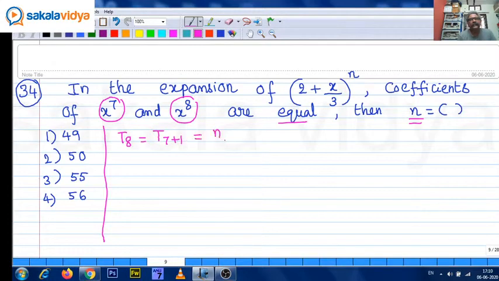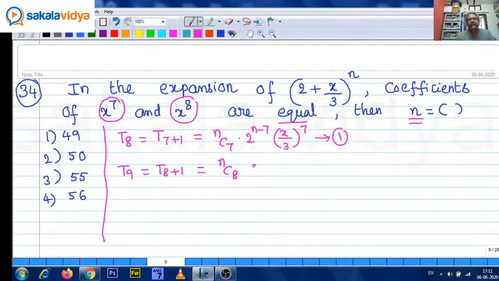This we can write nC7 2 to the power of n minus 7 x by 3 whole to the power of 7. Say equation 1 this is. To get x to the power of 8, T9, ninth term. So that means T9 equals, we can write T8 plus 1. This we can write nC8 2 to the power of n minus 8 and x upon 3 whole to the power of 8. According to the problem, coefficients are equal.